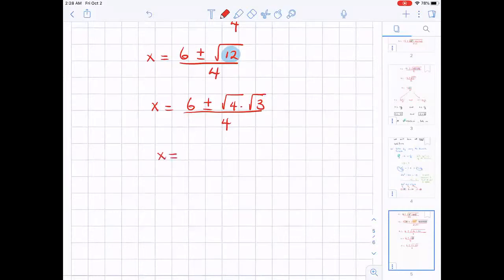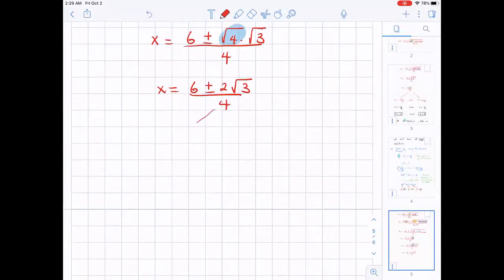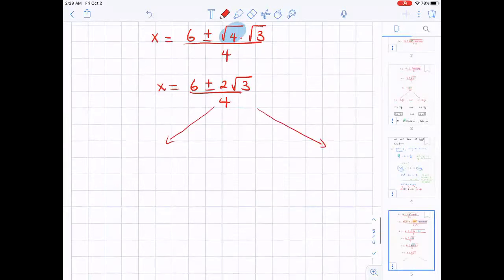And that becomes x is 6 plus or minus the square root of 4, we know, is 2. We don't know the root of 3 over 4. And now I split my problem into 2. Okay? So we have x is equal to 6 plus 2 radical 3 over 4. And x is equal to 6 minus 2 radical 3 over 4.